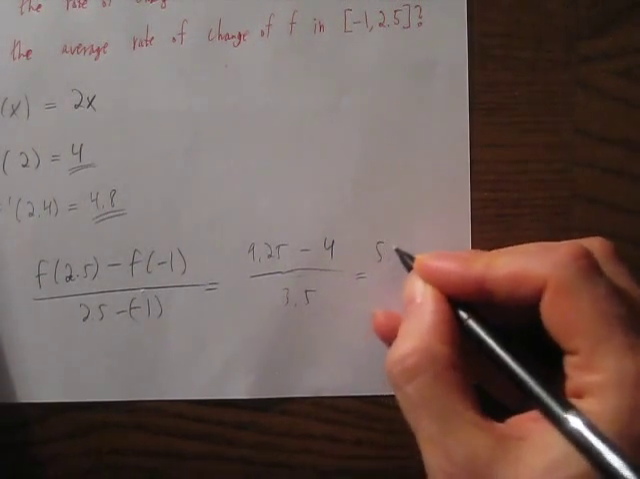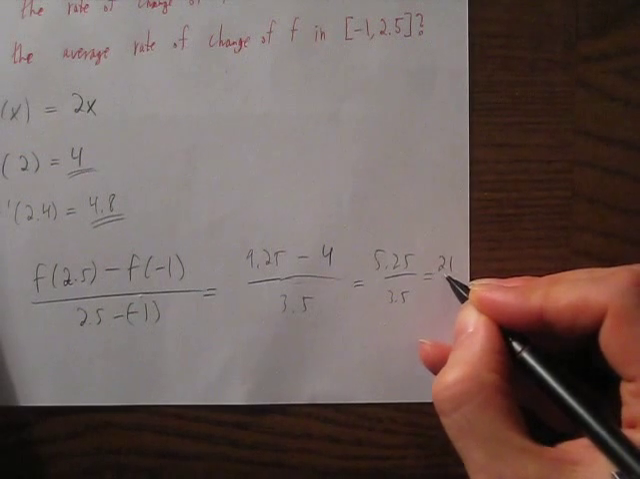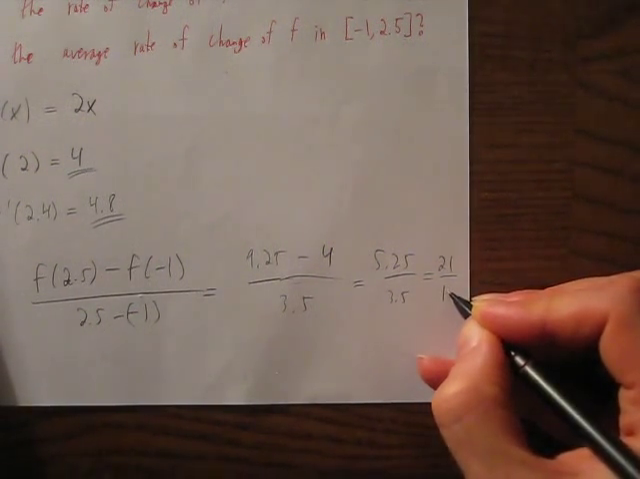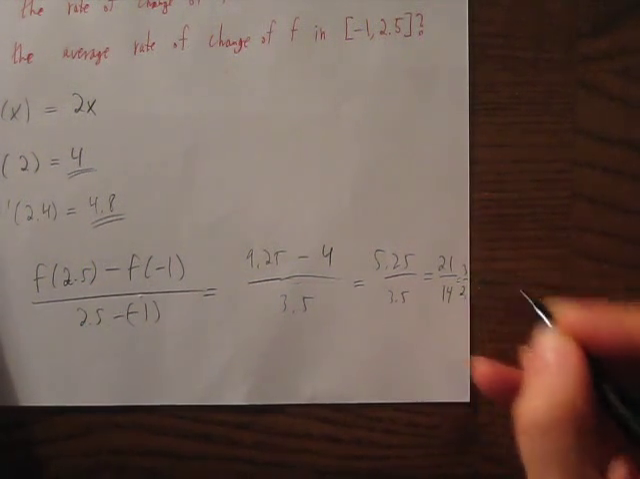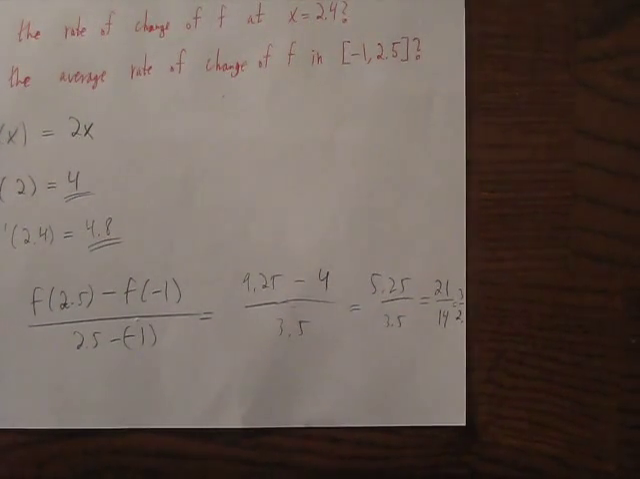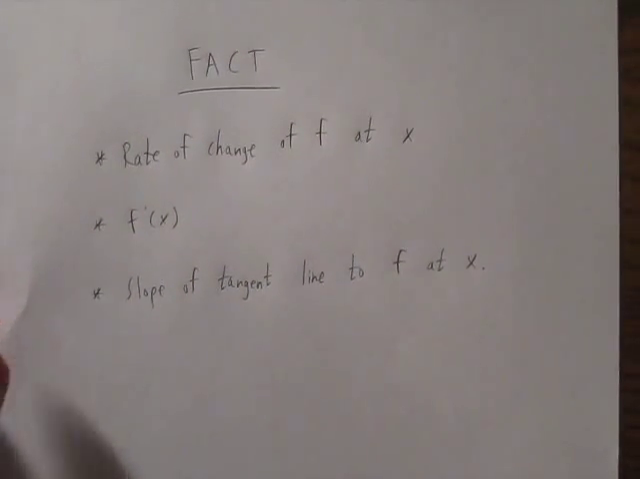So here you get 5.25 over 3.5, or if you like 21 over 14, so 3/2. So memorize this important fact.